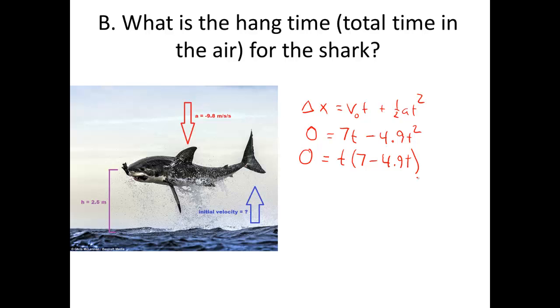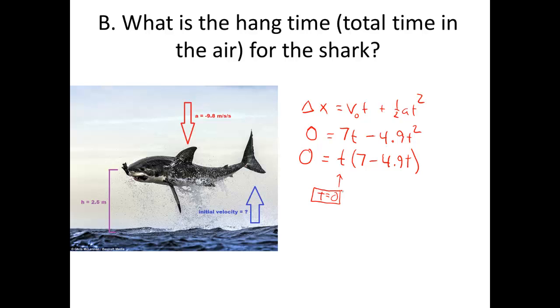What number could you plug in right here for t to give you an answer of 0? Well, that's pretty simple. We could plug in t equals 0, because when you take 0 and multiply it by what's left in the parentheses, I don't care what's in the parentheses, 0 times anything gives you 0. So one answer is t equals 0, but we kind of already knew that. Obviously, the shark's displacement was 0 meters above the surface of the water at time equals 0.